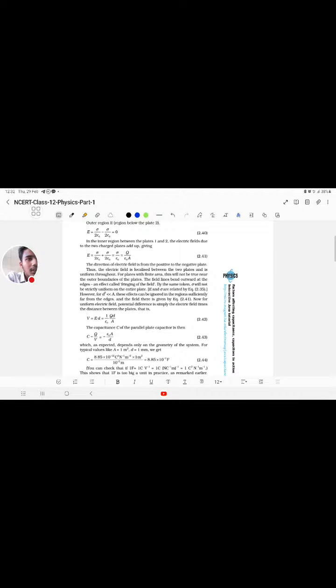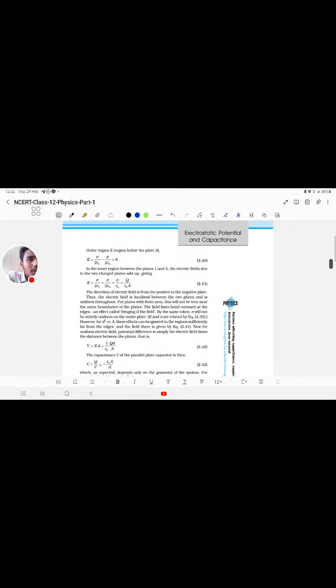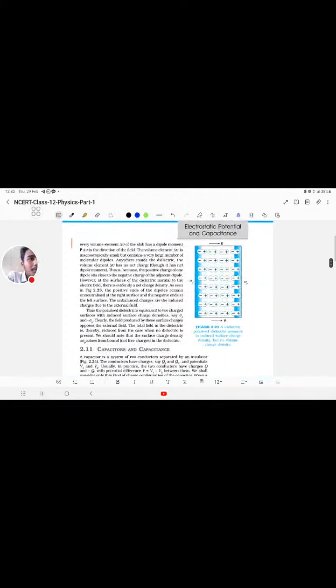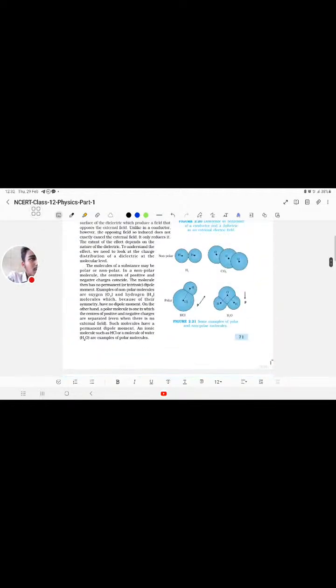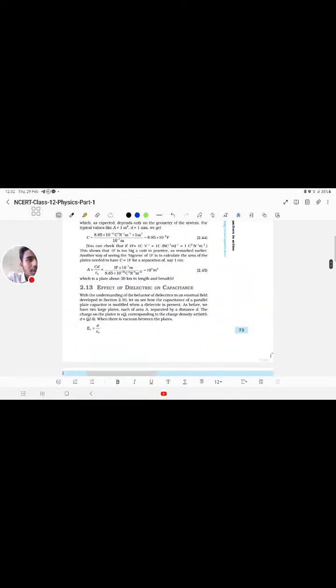So the electric field is localized between the two plates and is uniform. If the plates have a finite area, this will not be true near the boundaries because there will be something called the fringing of the field. By the same token, sigma will not be strictly uniform in the entire plate. So E and sigma are related by equation 2.35. Let me just show it to you. Yes, E is equal to sigma by epsilon naught, mod of sigma by epsilon naught.